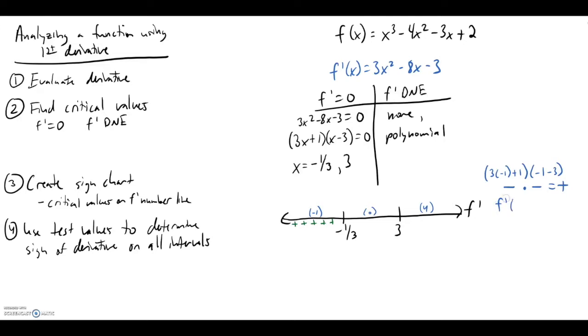Plugging in 0, well, that would just be the y-intercept from the derivative, which would be negative 3, which means everything between negative 1/3 and 3 has to have negative values. And finally, we'll test out 4 in that factored form and see that we'll get a positive times a positive, or all positive values when x is greater than 3.